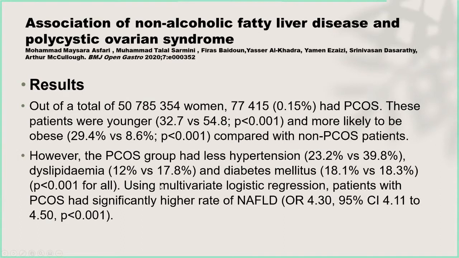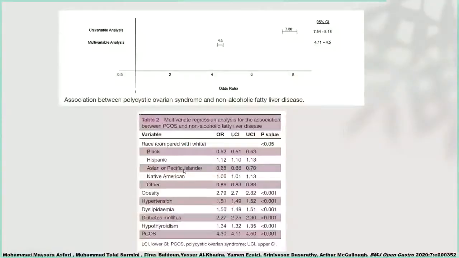And when they used multivariate logistic regression, patients with PCOS had significantly higher rate of NAFLD. It's 4.3. So it is very high, actually. So when you look at this figure, you see this is the univariate analysis where the risk is at 7.86, and with multivariate analysis you have 4.3. When they looked at the multiple regression analysis of association of PCOS and NAFLD, you'll find that it is one of the highest that you have, more than that for obesity or hypertension or dyslipidemia or any of these others.